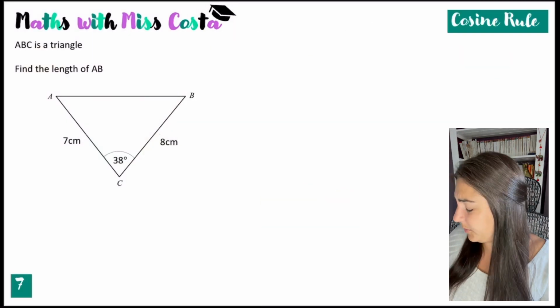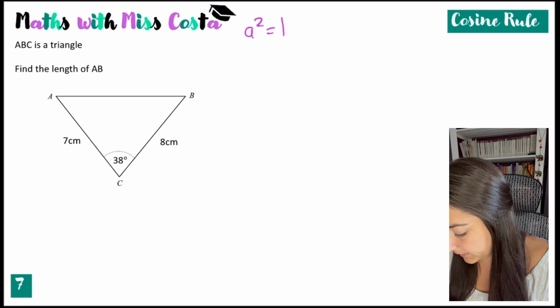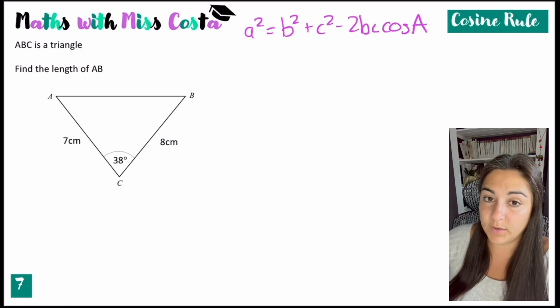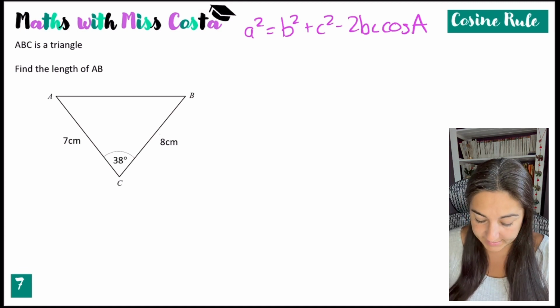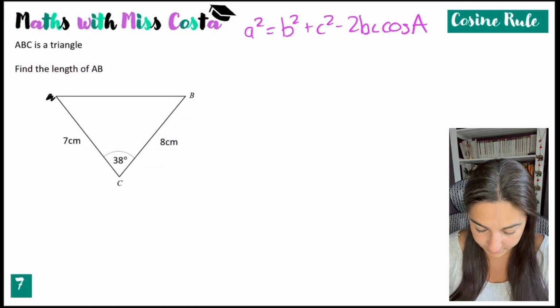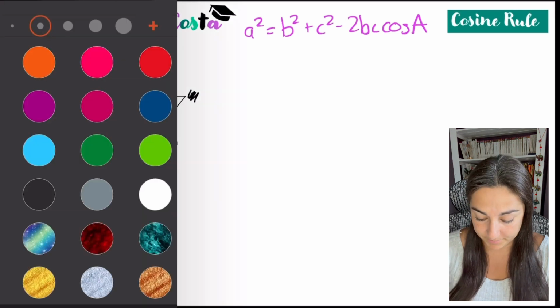So the cosine rule, once again, you are given this: a squared equals b squared plus c squared take 2bc cos A. Now, once again, you can label your triangle however you want to, A, B, and C. Personally, even if this one's right, I don't care. Rub them out and rename it.